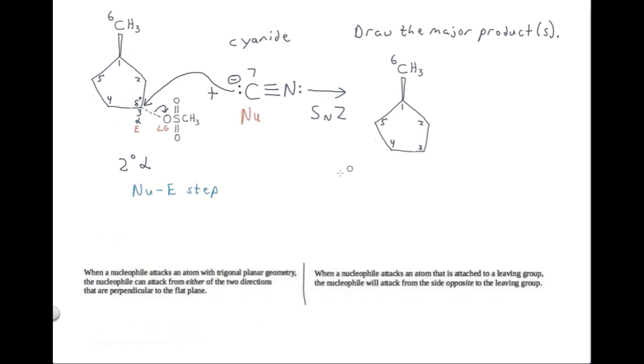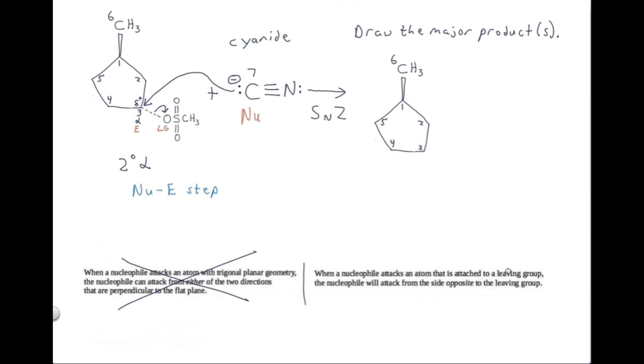Well, previously in this video, we've been using this rule about what happens when a nucleophile attacks a trigonal planar atom. But this atom is not trigonal planar. This atom is tetrahedral. This is a neutral carbon attached to four things. It's tetrahedral, not trigonal planar. So this rule that we've been using previously is not applicable for this problem.